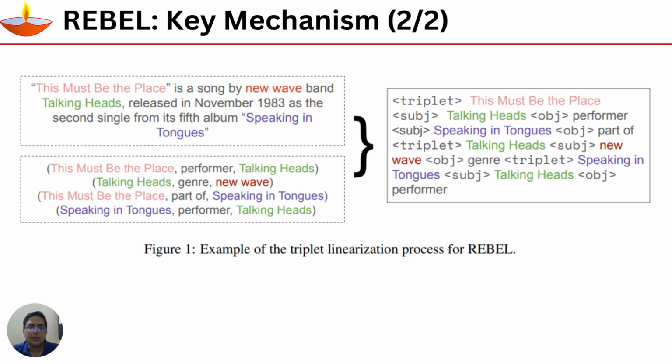Okay, so you might want to pause a bit here and give it another thought as to how this triplet was essentially obtained. Just keep in mind that there are three different triplets or three unique subjects here: This Must Be the Place, Talking Heads, and Speaking in Tongues. These are the only three unique subjects, and they are to be marked with the different objects and relationships. That's what is getting done in the right-hand side box.